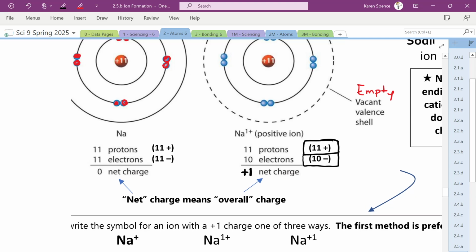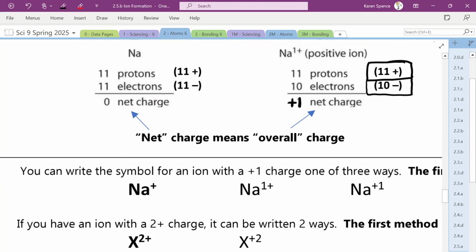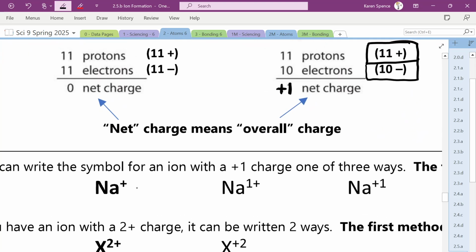Okay? Now, there's 3 ways of writing this. You can write it Na plus, which means 1 plus. This is the best. Okay? Na1 plus, that's okay. Na plus 1, also okay. All right, so it doesn't matter if you use any one of these three formats, but you need to recognize them all as meaning 1 plus.